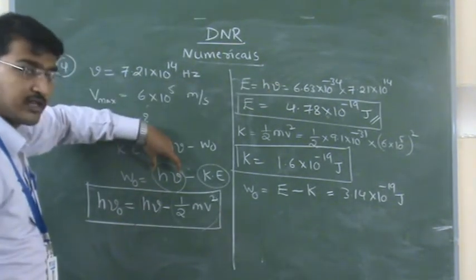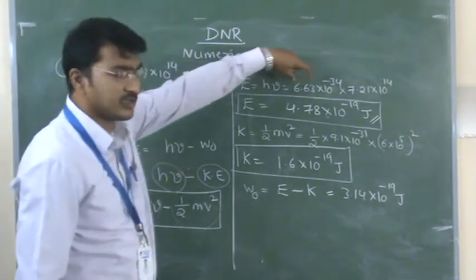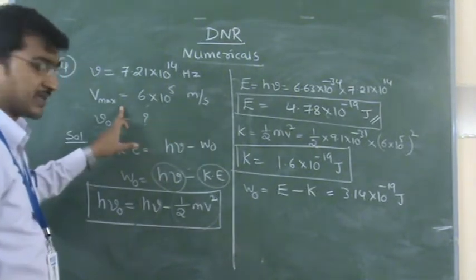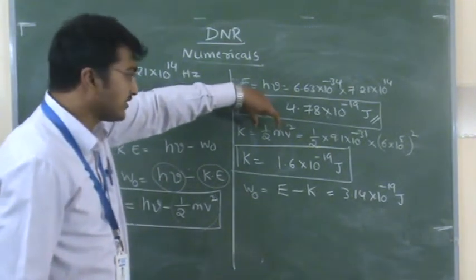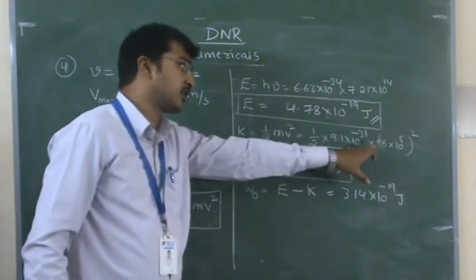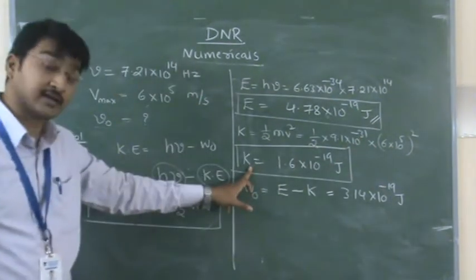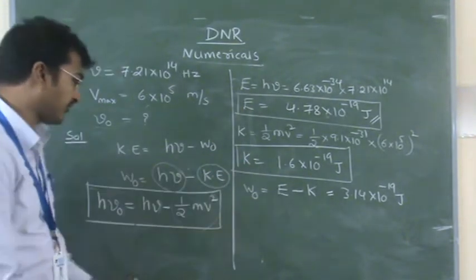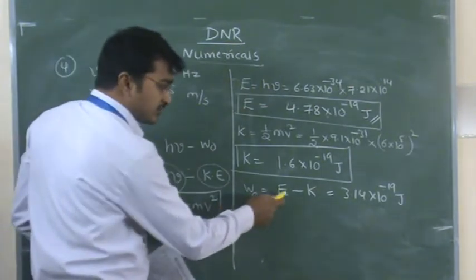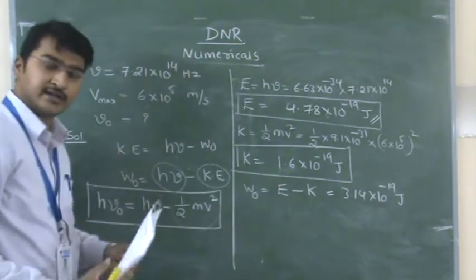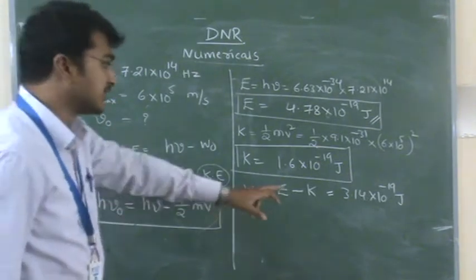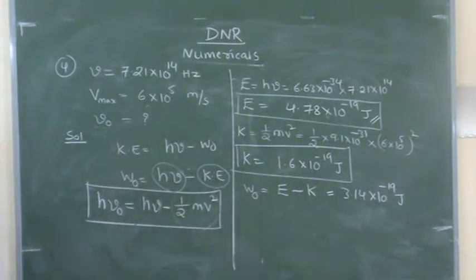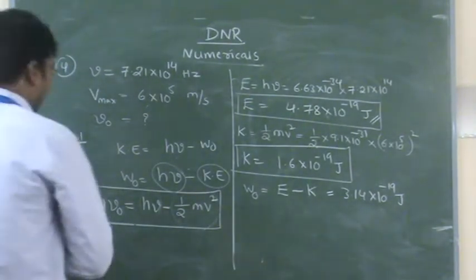First, you find the total energy of incident light by using E is equal to h nu. Then find the kinetic energy by using the maximum velocity, the half mv square equation, finding the mass of the electron and velocity of the electron, you will get the kinetic energy. So incident energy and kinetic energy. So go through the formula. Work function is equal to E minus K, incident energy minus kinetic energy of electron. So what is the work function now here? 3.14 into 10 to the power of minus 19 joules. Okay.